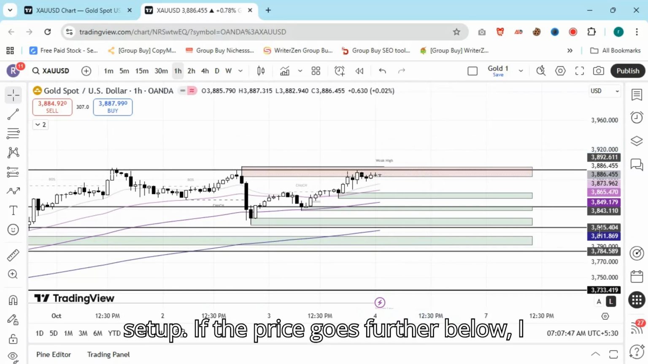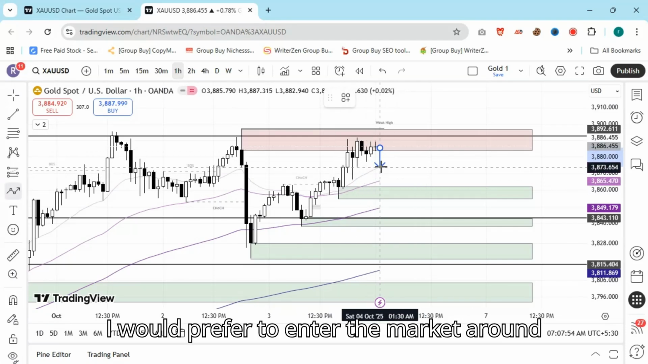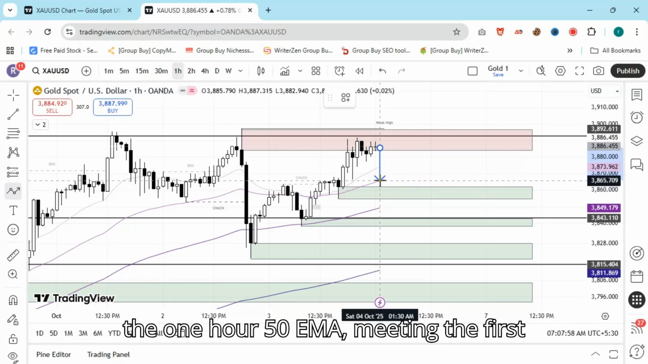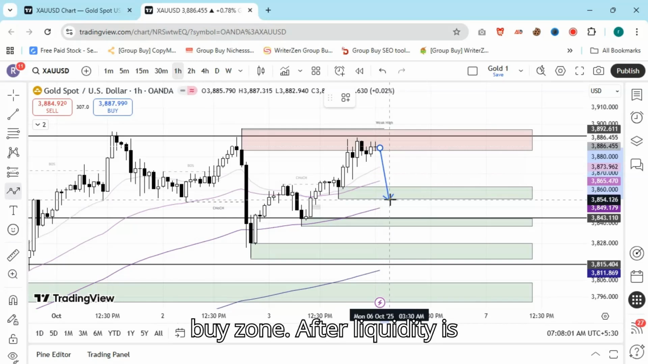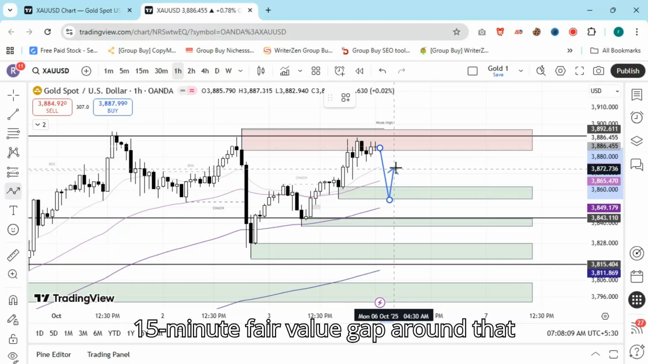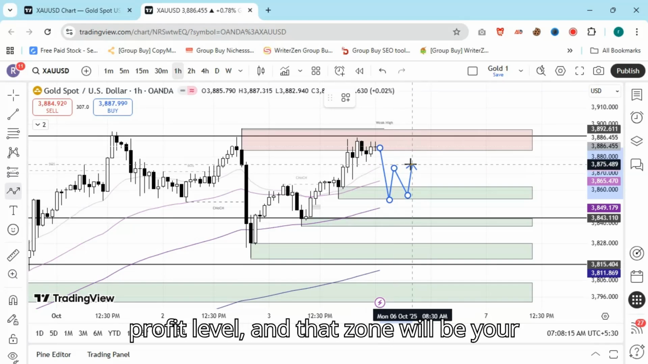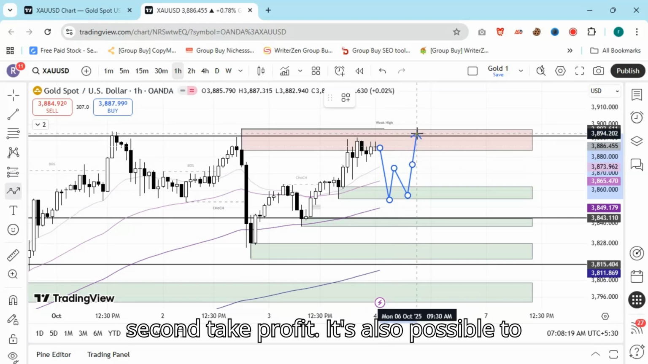If the price goes further below, I won't enter the market with a 20 EMA, but I would prefer to enter the market around the 1-hour 50 EMA, meeting the first buy zone. After liquidity is collected, you can enter the market at the 15-minute fair value gap around that zone. The 20 EMA will be your first take profit level, and that zone will be your second take profit.